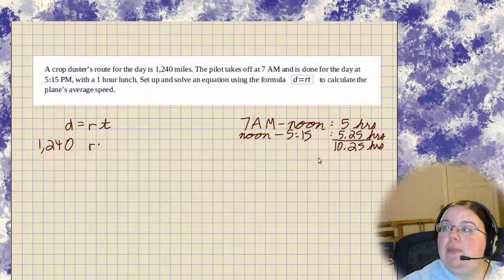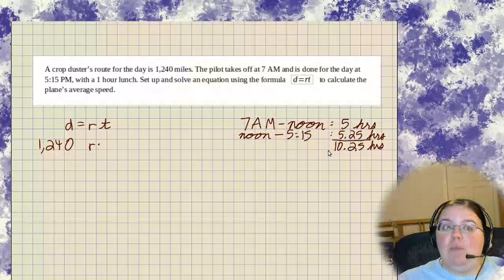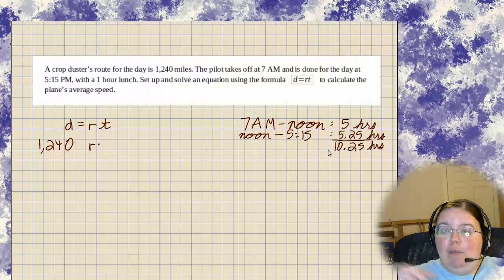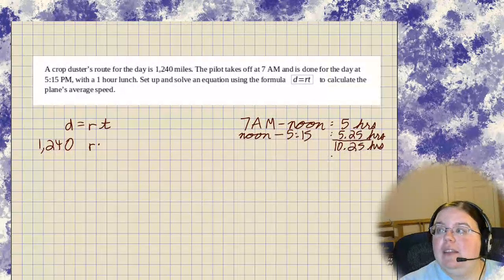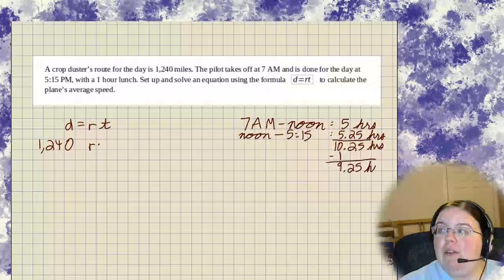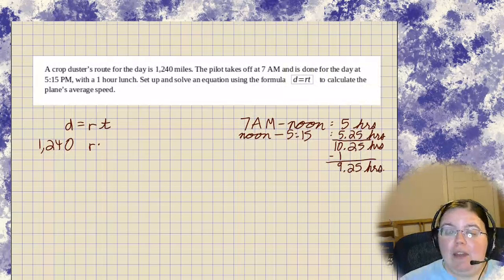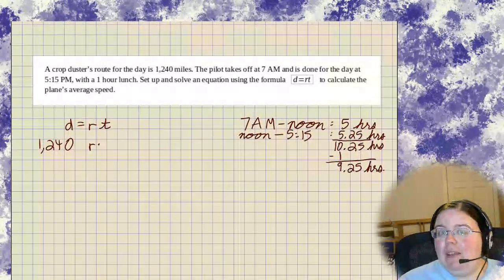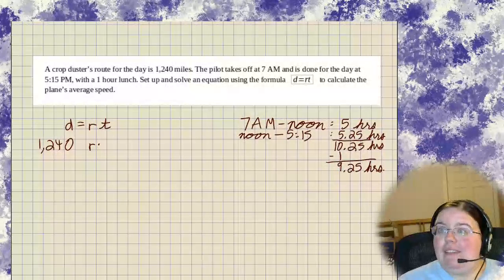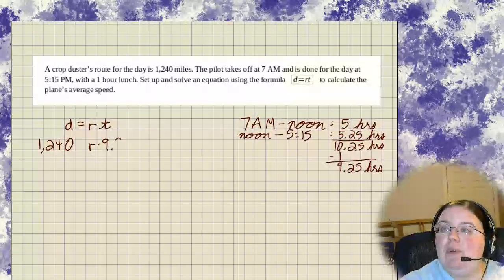But one more thing we have to consider. We have to take out that 1-hour lunch because the pilot was not still flying while he took his lunch break. So subtracting out 1 hour gives us 9.25 hours of flying time. Now that might seem like a long day, but pilots make some good money, so sometimes they work long days. So that time is 9.25.